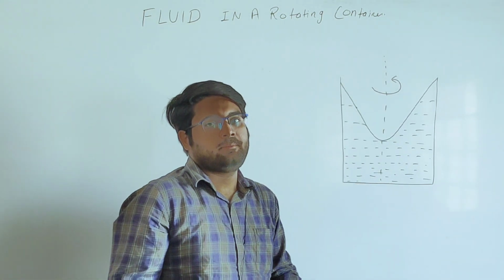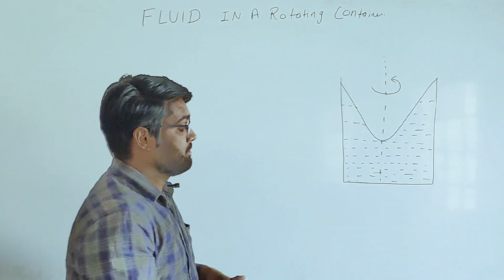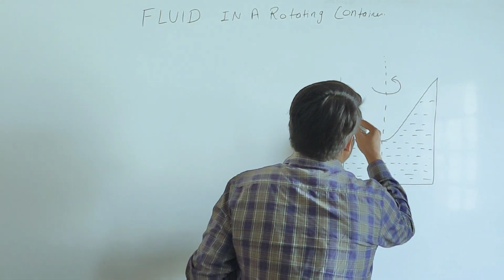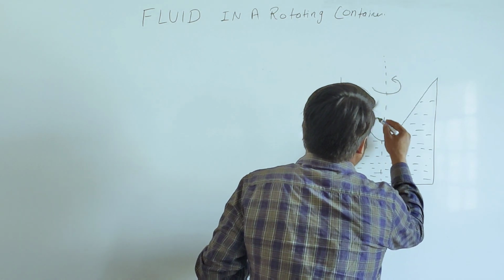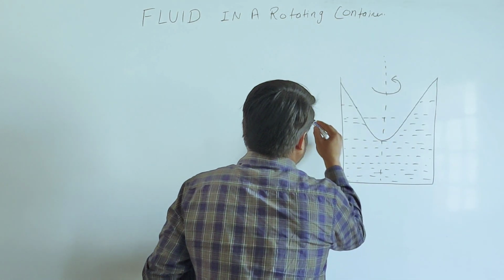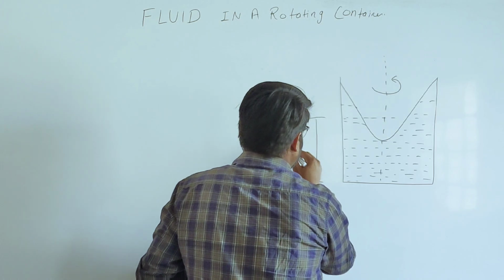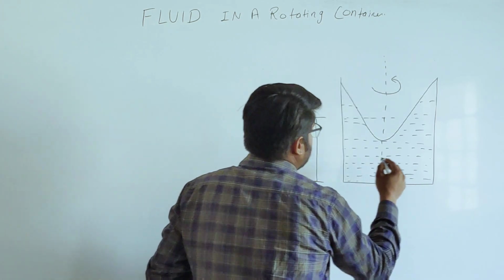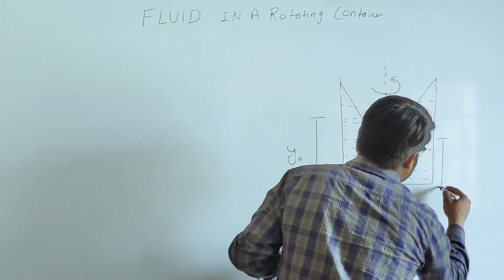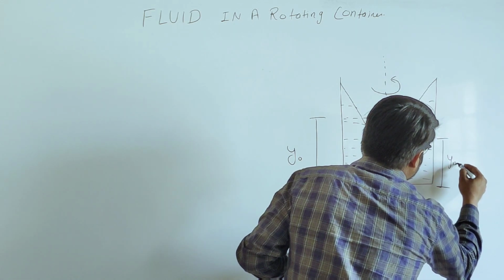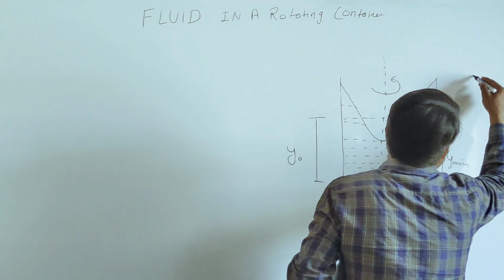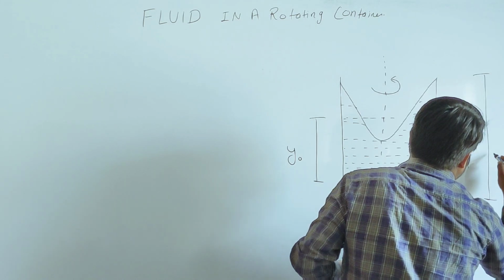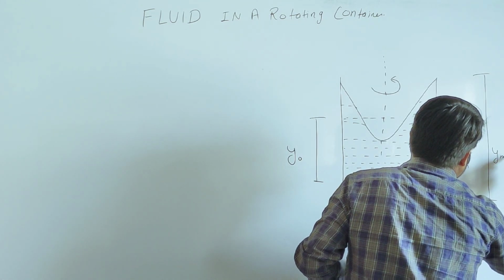dip happened when the container starts rotating, because actually it was at this height. If I name these heights, this was the actual height before the rotation, and after rotation it has achieved two kinds of height. First is y minimum, I am naming them, and second is y maximum.